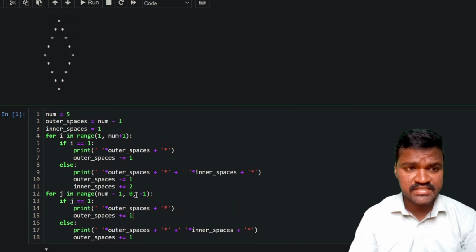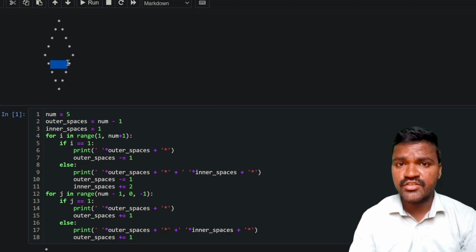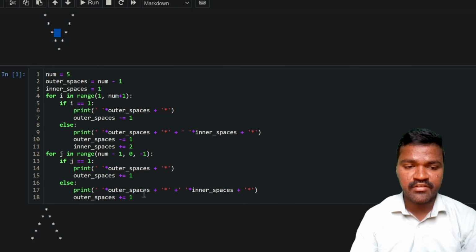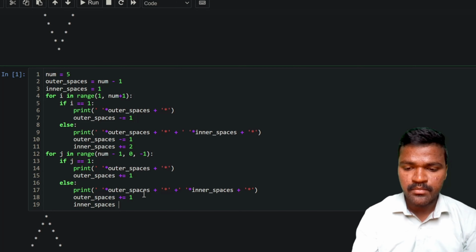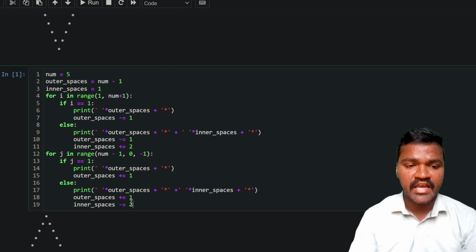So now what about these inner spaces? If you carefully observe, these inner spaces are also reducing by 2. As in the previous pattern, it was increased by 2. In this pattern, it was decreased by 2. So for that reason, I will mention inner spaces minus equal to 2. So on each iteration, I will reduce these inner spaces by 2.